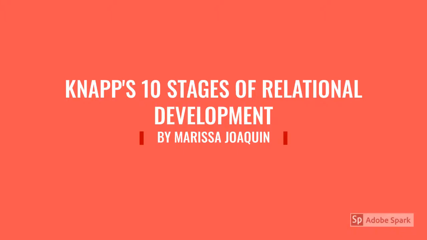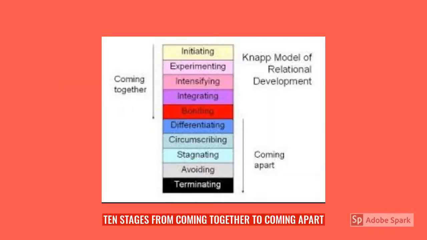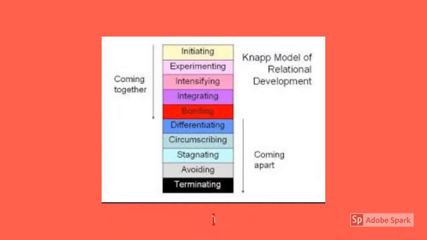Models of Relational Dynamics. This section talks about Knapp's 10 stages of relational development, which I will be focusing on. Knapp's 10 stages was developed by Mark Knapp, and it breaks relationships down into 10 stages from coming together to coming apart. But other researchers suggested that any model of relational communication should have a third stage called relational maintenance, which aims to keep relationships running smoothly. You can see these stages in the middle of the model.